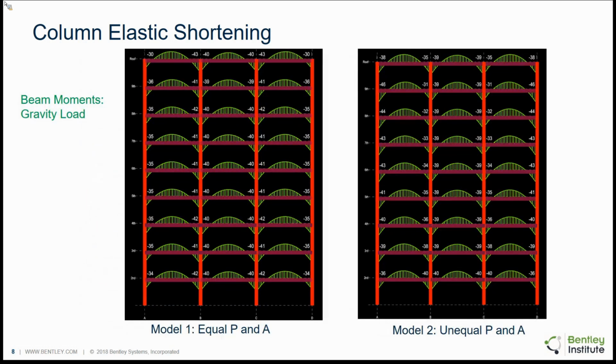So what I want to look at now, let's actually look at the moments. Let's look at the gravity moments in these two frames. So again, I grabbed those results. The model on the left was set up so there's no differential shortening in the columns. In the model on the right, there's unequal loading, so there is differential shortening in the columns. And you can see the differences in the beam moments between these two.